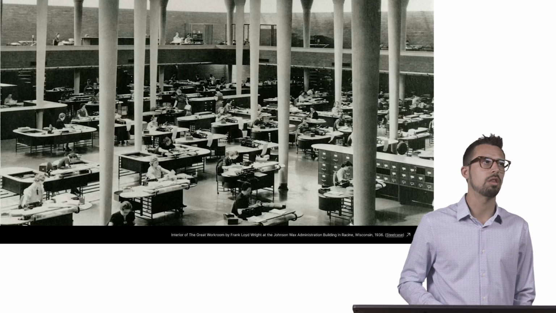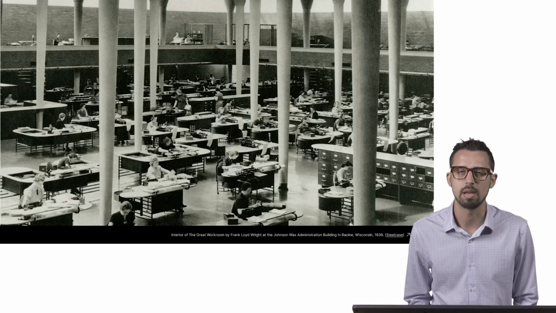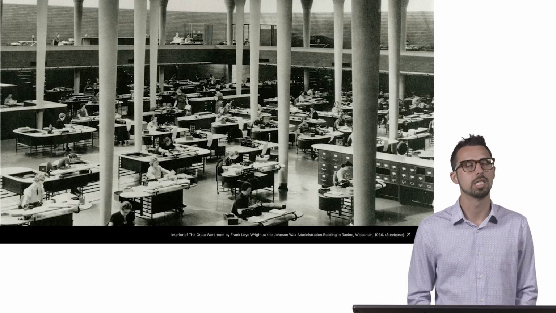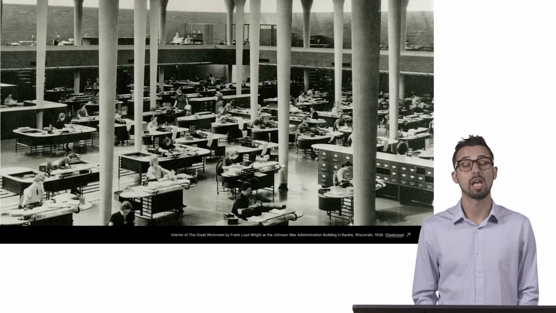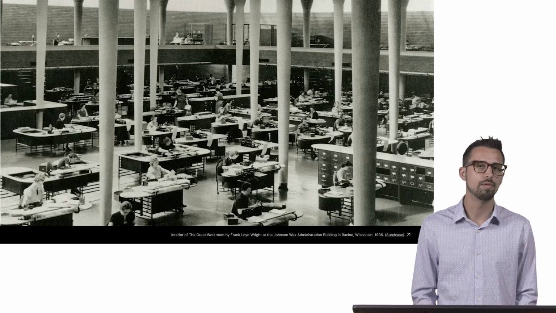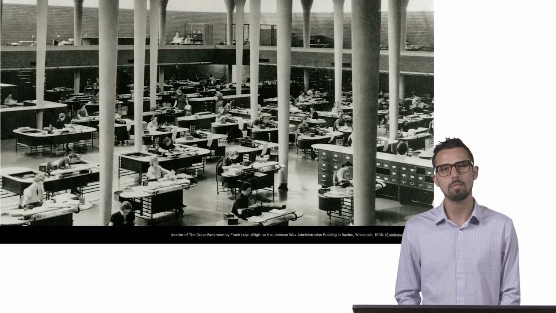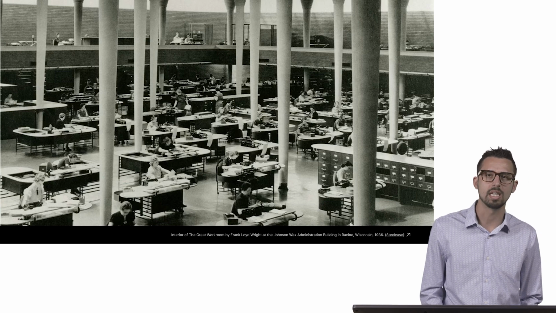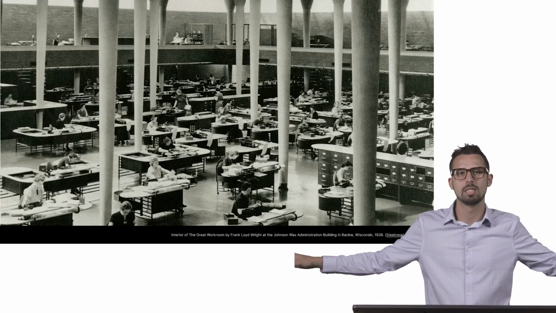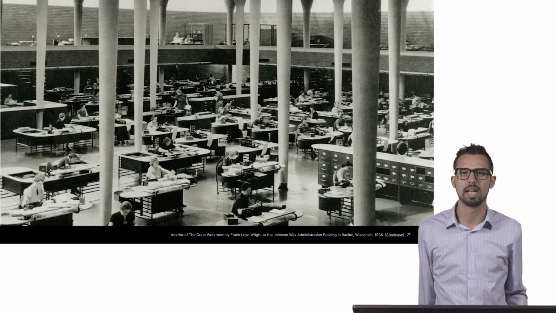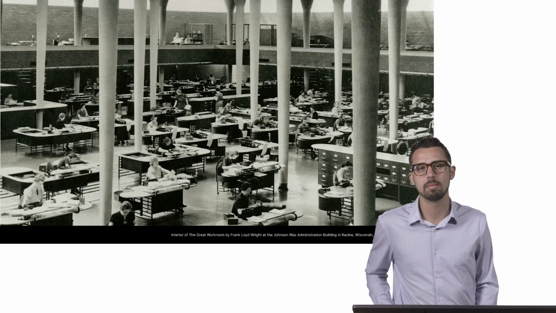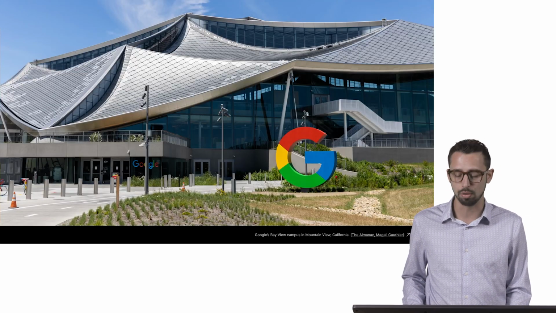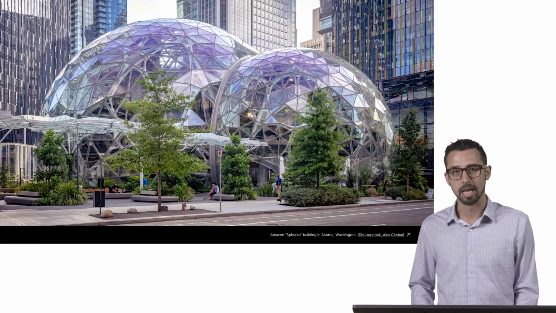In 1933, Frank Lloyd Wright designed the Great Workroom at the Johnson Wax Administration Building in Racine, Wisconsin, as an attempt to create an improved open office environment. It spanned a half acre and could house 200 employees in a division-free environment, bathed in diffused natural light. And this is ultimately what became the cornerstone for the very large open campuses that we see today at Google and Apple and Amazon.